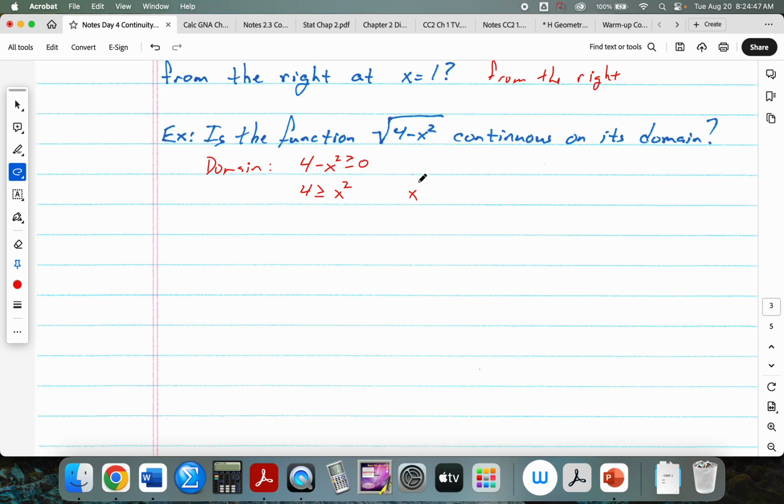Or I really prefer the x on the left. I don't know about you, but it just makes me feel better when it's on the left. So x squared's got to be less than or equal to 4, which means that either one of two things has to be true. It's got to be in between what? -2 and +2? So that's going to be -2 is less than or equal to x is less than or equal to 2.